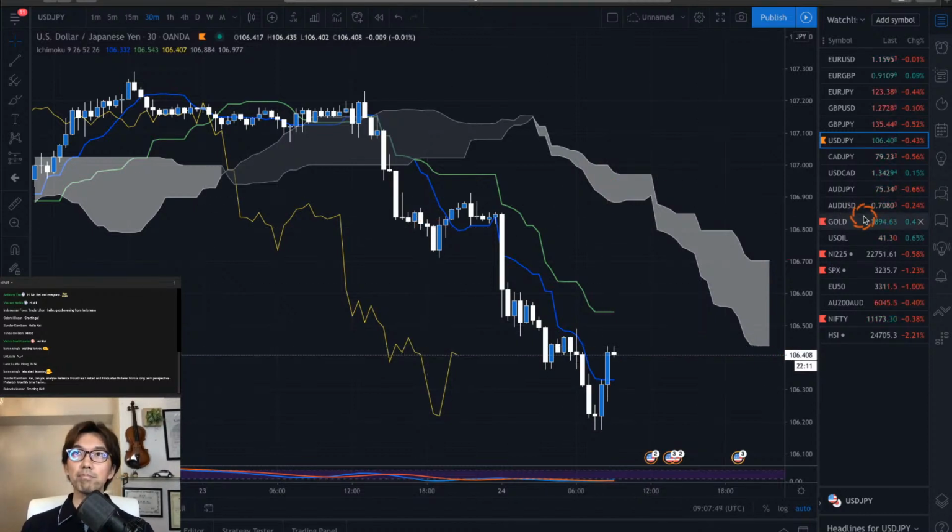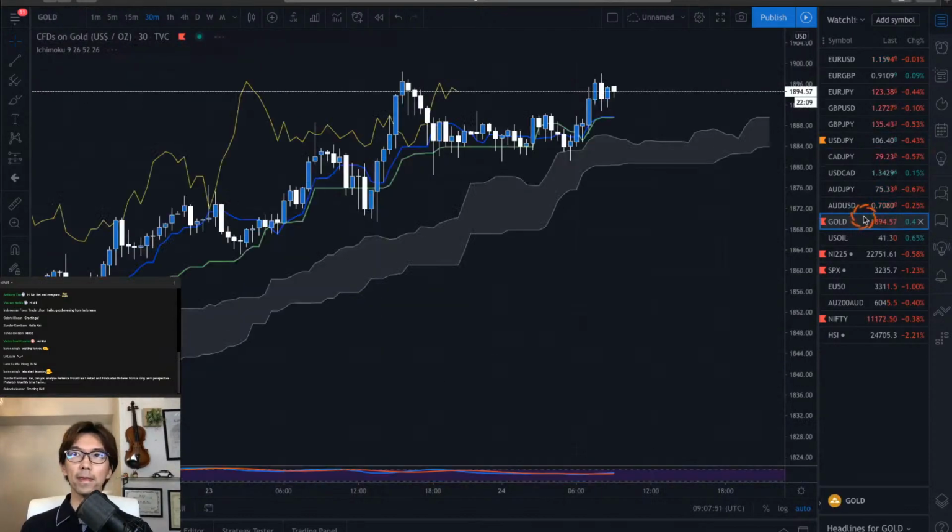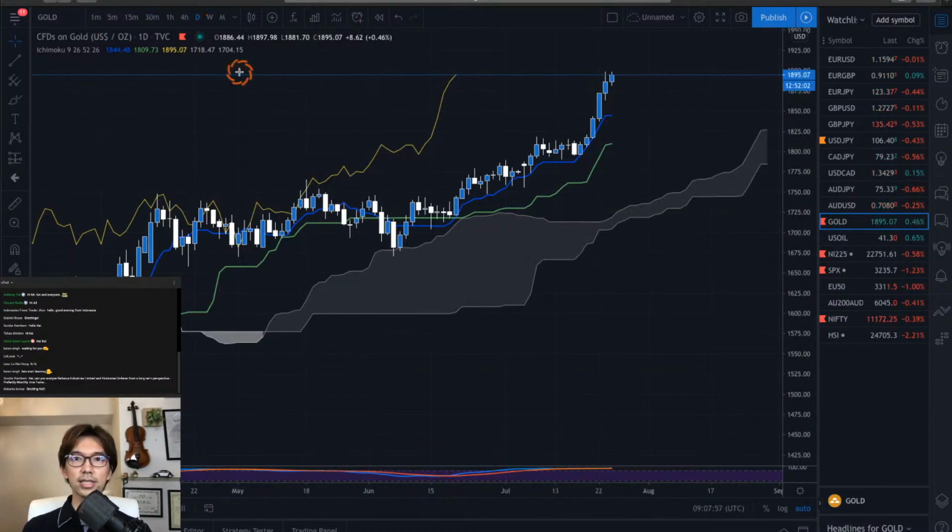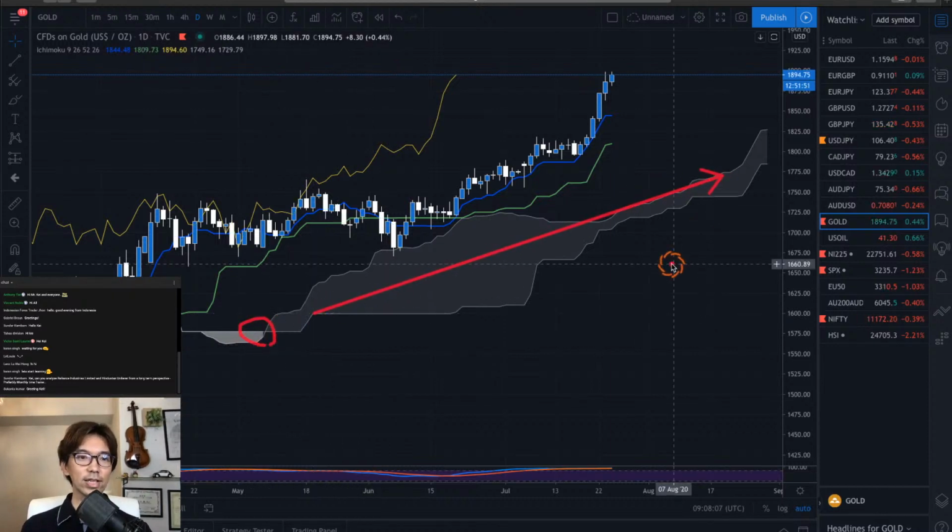So instead of picking this USDJPY, let's look at gold. All right, in the gold daily chart, it's uptrending. After the Kumo twisted right here, it's been uptrending beautifully, right? The Kumo is long enough, it's getting its thickness now, and the angle is decent. It's an uptrending Kumo, so that's good.